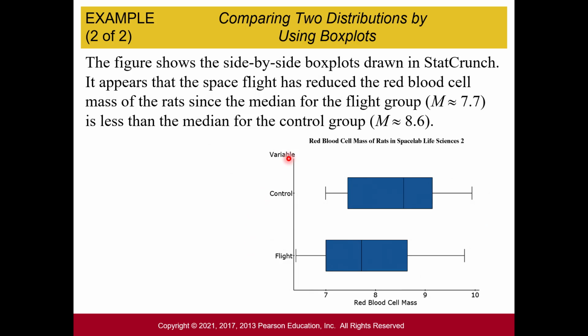Okay, so using the data, here's the two box plots for the control group and then the group that went to space, the flight group. So the figure shows the side-by-side box plots, and you can create these in StatCrunch. We'll go ahead and go over there in just a minute. And what happens is it appears that the space flight has actually reduced the red blood cell mass of the rats, and that's because the median for this flight group is less than the median for the control group. Okay, so when you compare them side by side like this, and if you also want to make sure that's on the same number line, you can see how they compare to each other.